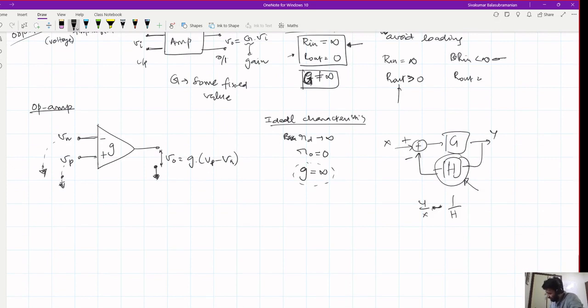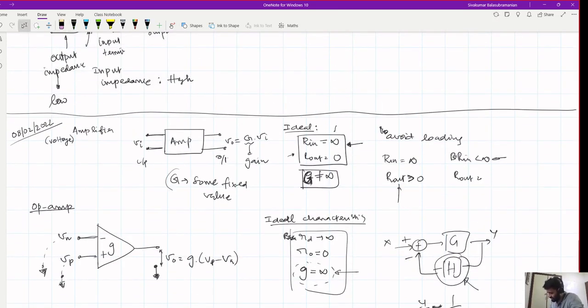Okay, that's why for the op amp you want G to be infinite, but for any general amplifier you simply want G to remain fixed or constant. But you definitely want the input impedance being infinite and the output impedance being zero.